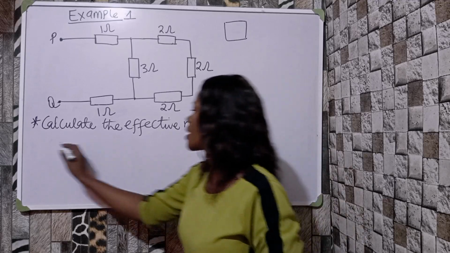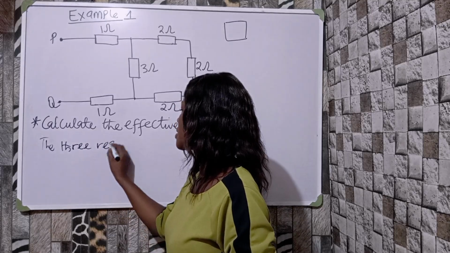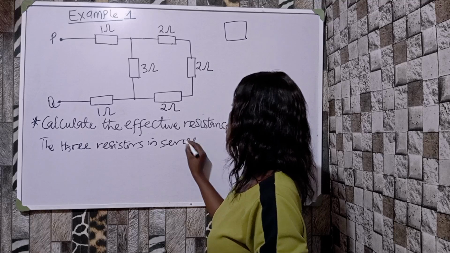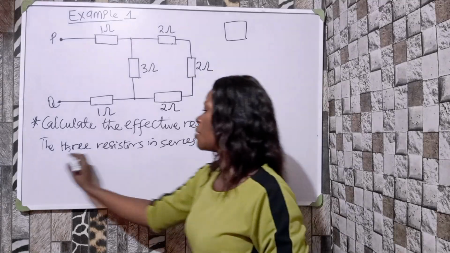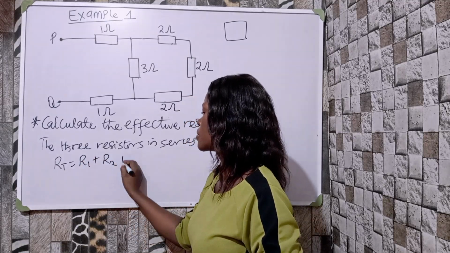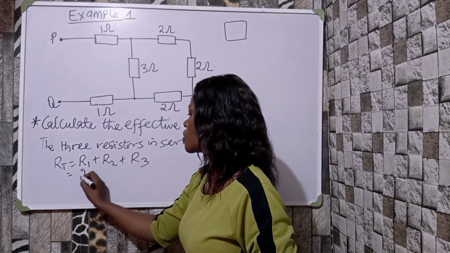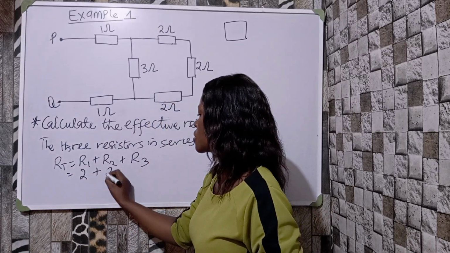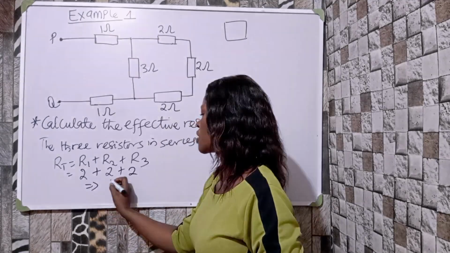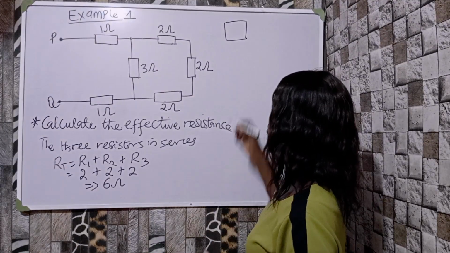So you say the three resistors in series, that is this and this. Remember, for a series connection, we have R1 plus R2 plus R3. So that will give me 2 plus 2 plus 2. When we add that, it's going to give me what? 6 ohms, right?